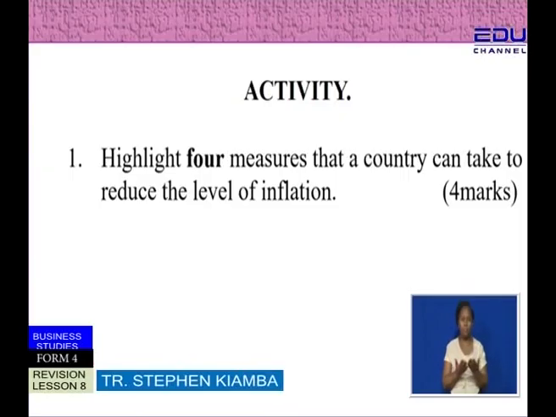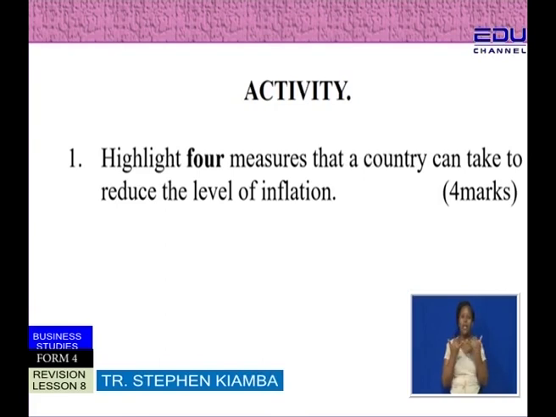Let's look at our first activity, and this is our first question. It goes, highlight 4 measures that a country can take to reduce the level of inflation. The marks awarded are 4 marks.